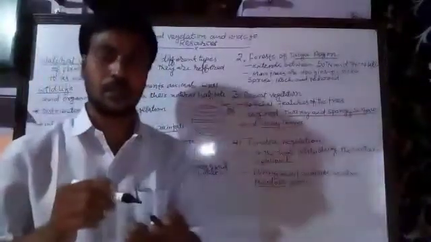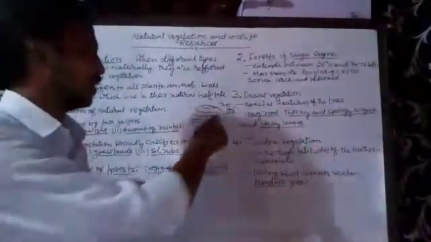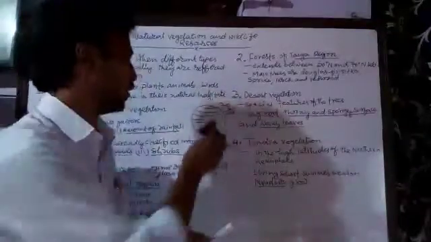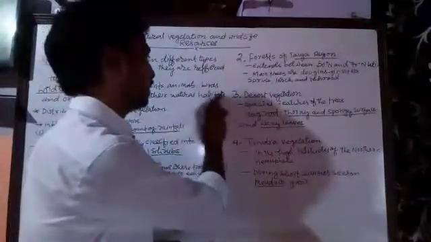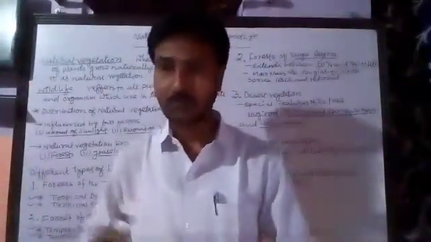Means they are near to polar areas, between 50 degree north to 70 degree north. That means they are near the polar areas, and they are in the high altitude, means in the hilly areas. That is the taiga forest.